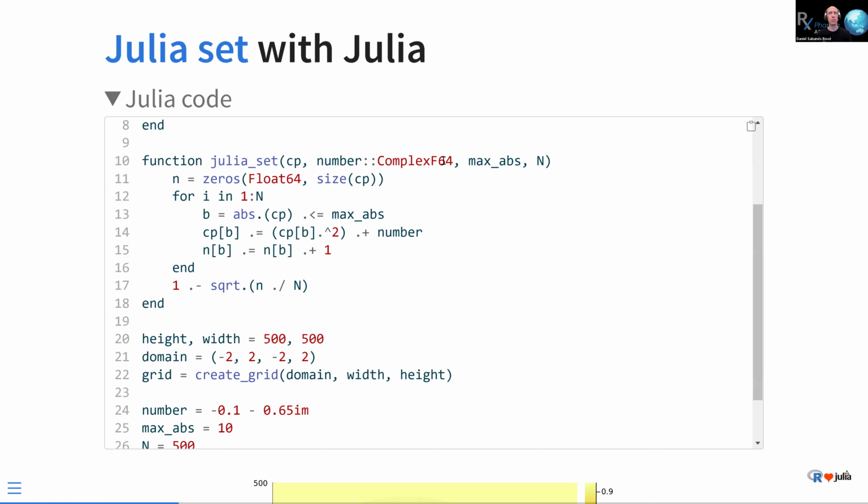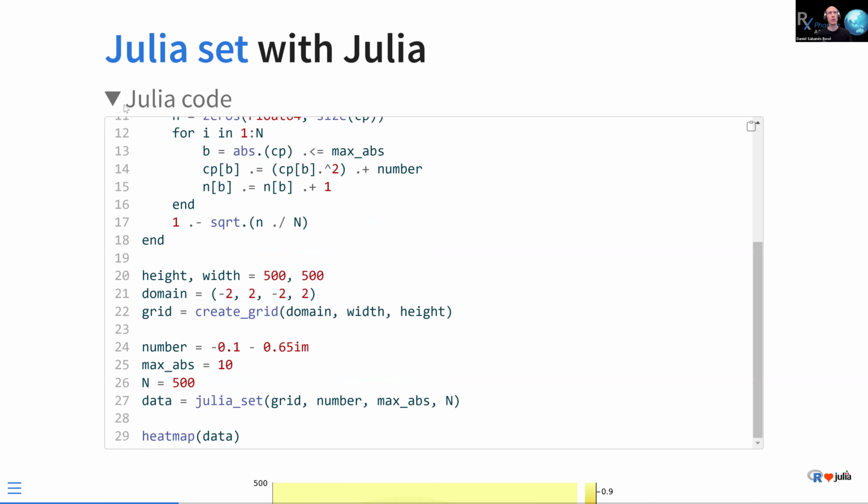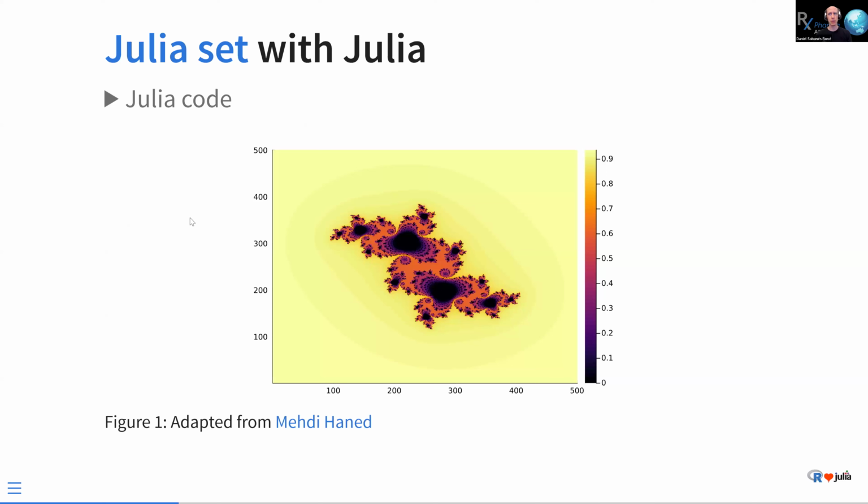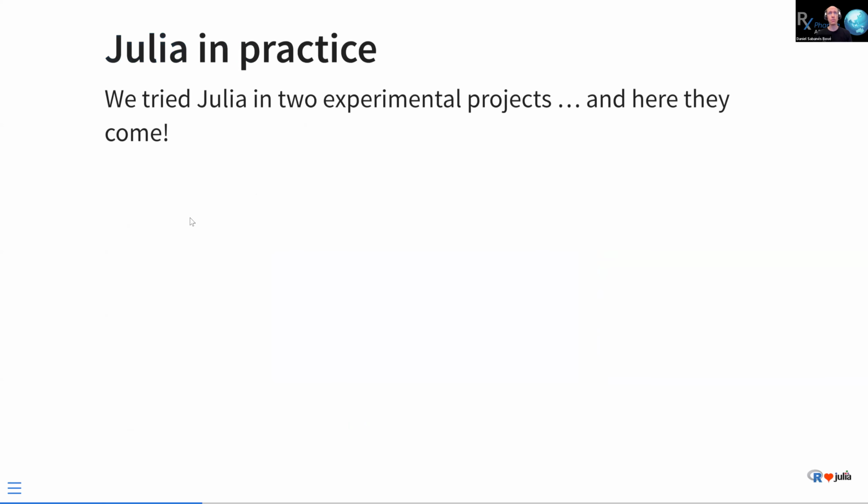You say here you want a complex float, 64 bit. So that's also pretty powerful. I think I will mention a little bit about it in a second as well. So what does Julia look like in practice, or what is my practical experience so far?